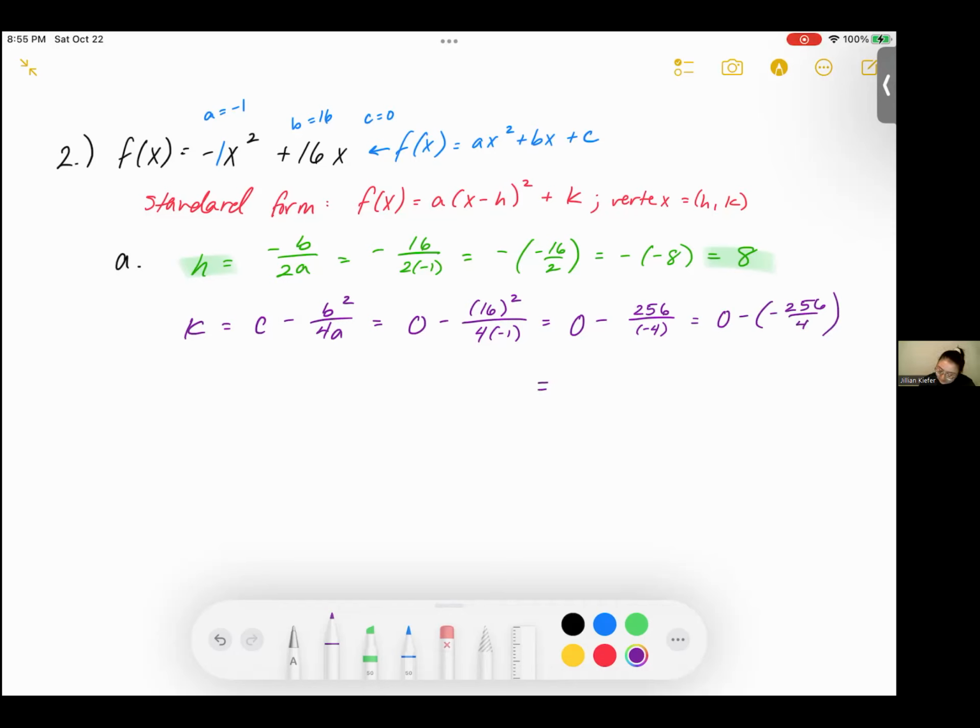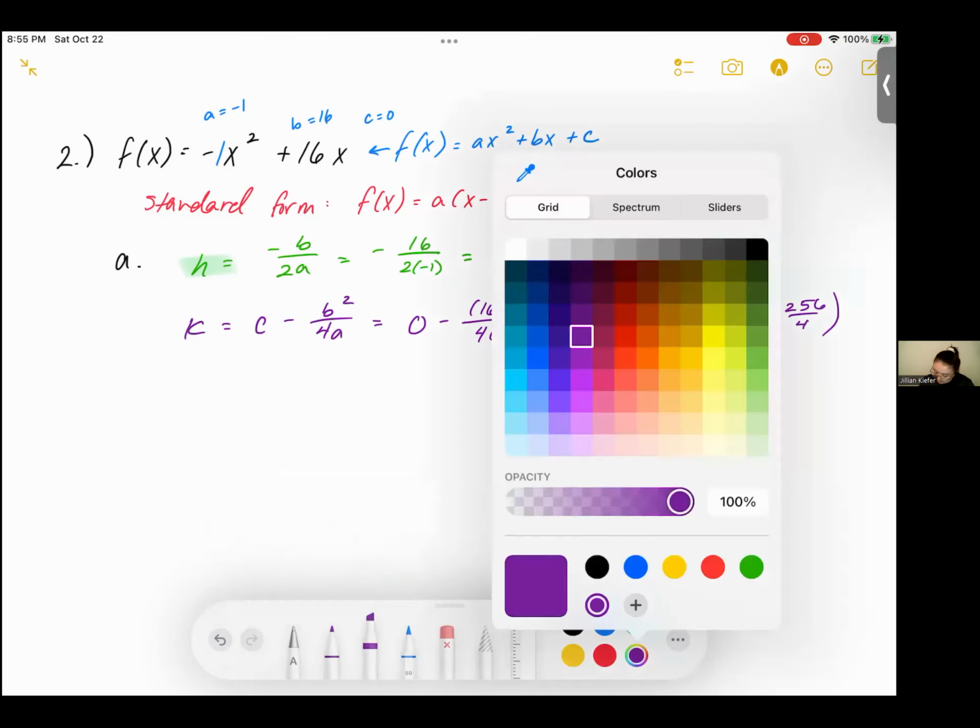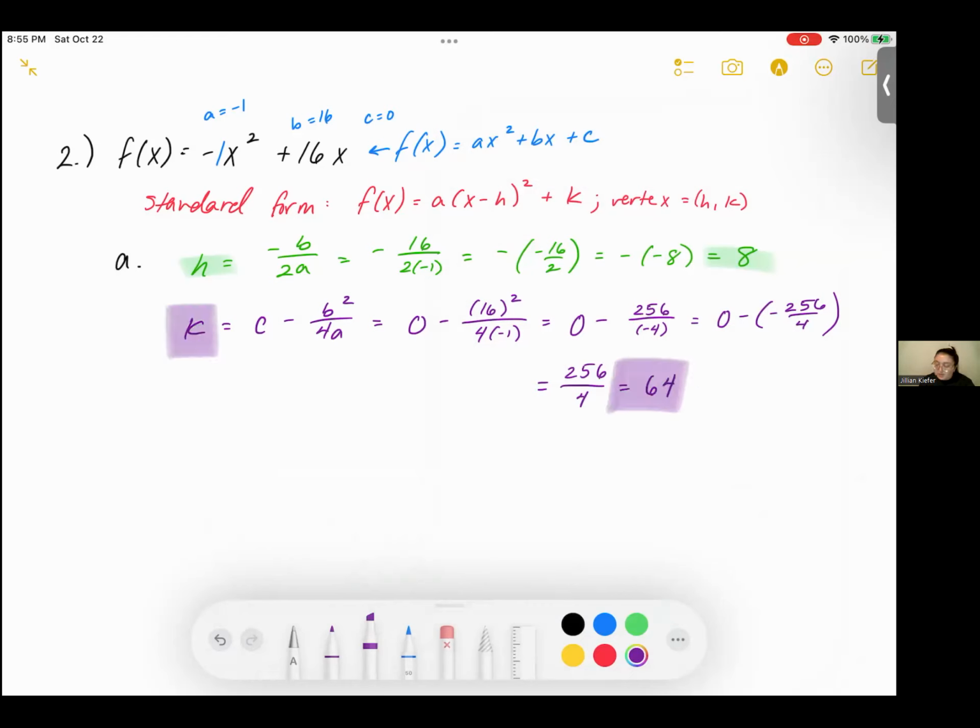So go to the next line here. We have 0 plus 256 over 4, which just means that it's 256 over 4. Then we can use our calculators or our brains to find this value, and it'll be 64. So k is equal to 64. We now have the values of h and k for our equation in standard form. So we're going to plug that into the equation for standard form, and then we'll have our answer.